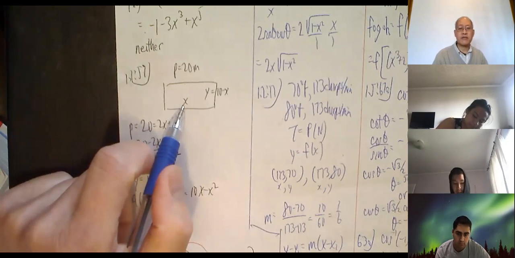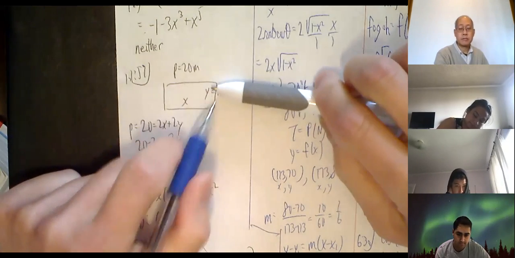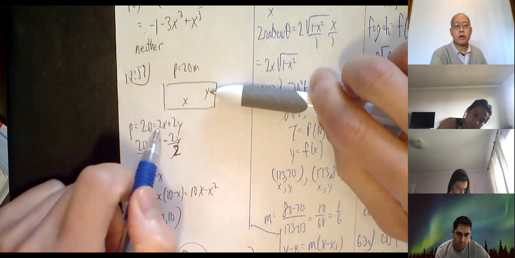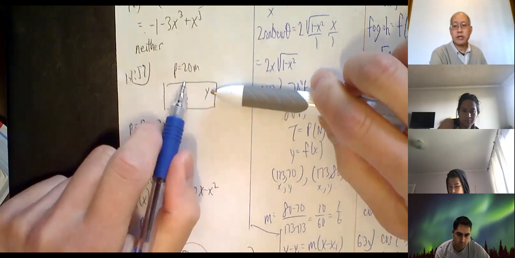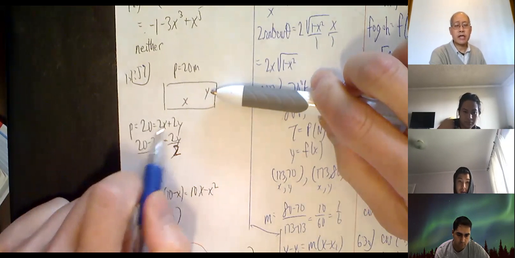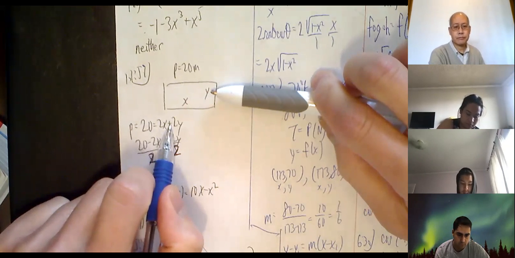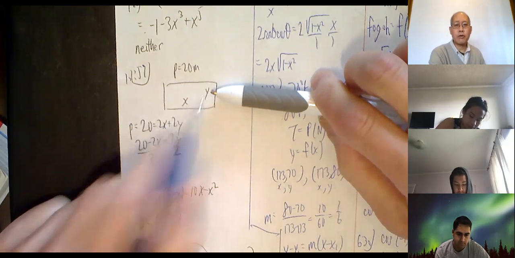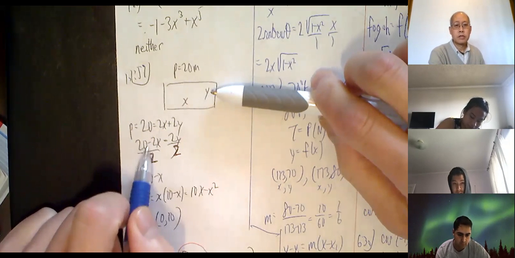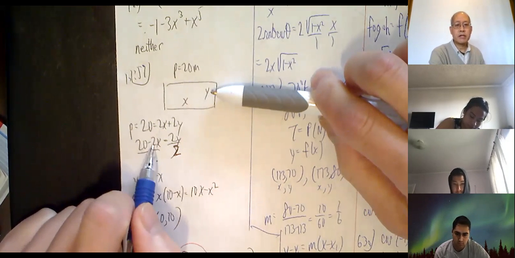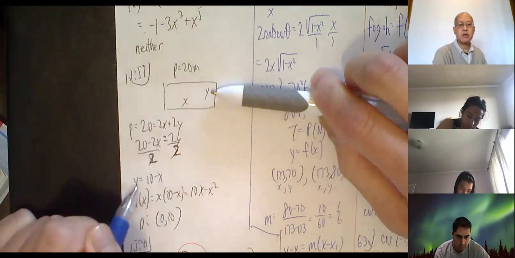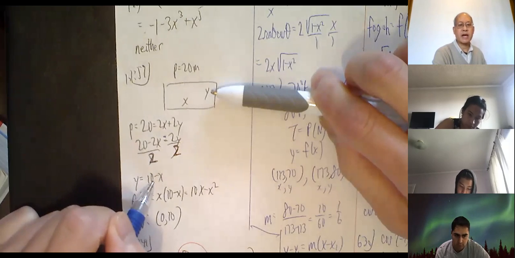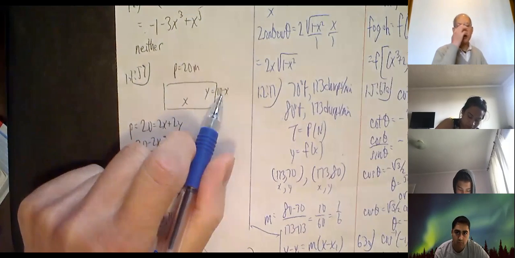So I have a side of x. I call it x by y. What's the formula for perimeter? If this is x, this is y. Here's another x, here's another y. So 2x plus 2y. Solve for y. Subtract 2x. 20 minus 2x equals 2y. Divide both sides by 2. So y equals 10 minus x.